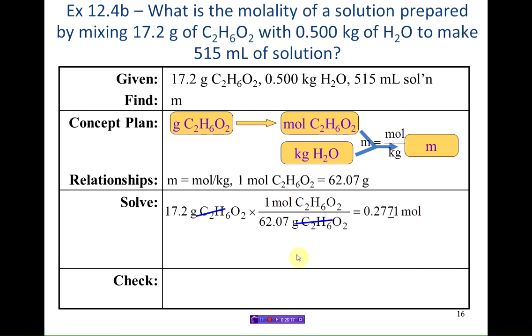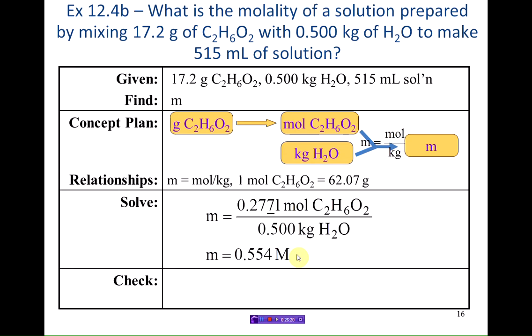So we then, to get the molality, take the moles of the solute, which we just now found, divide that by the mass of the solvent in kilograms, so 0.5 kilograms of water, and our molality is 0.554 molal, and that big M should be a lowercase m. So a little typo there on my part. So the unit is correct and the magnitude is reasonable, so we can feel confident that we answered that question correctly.